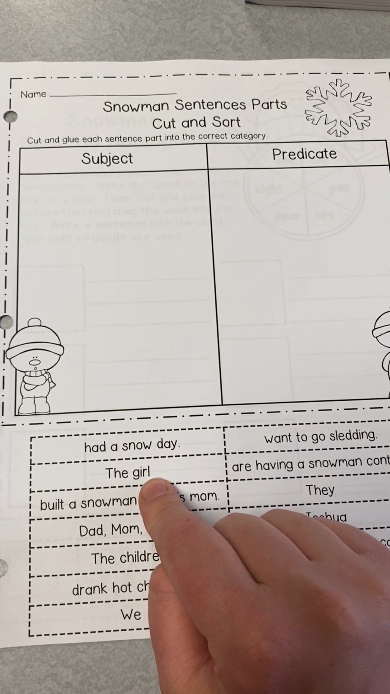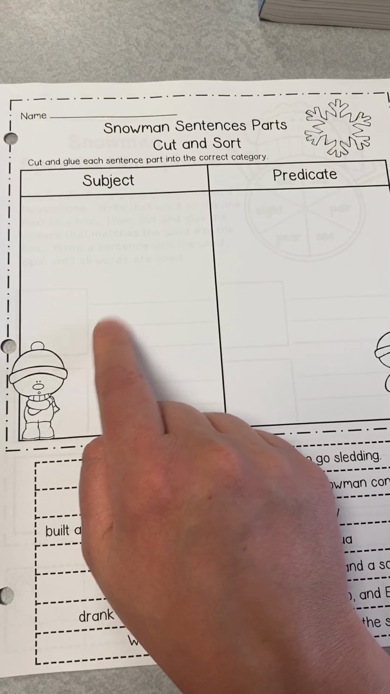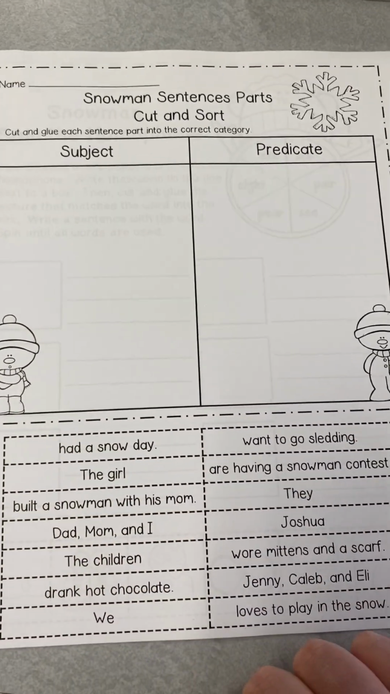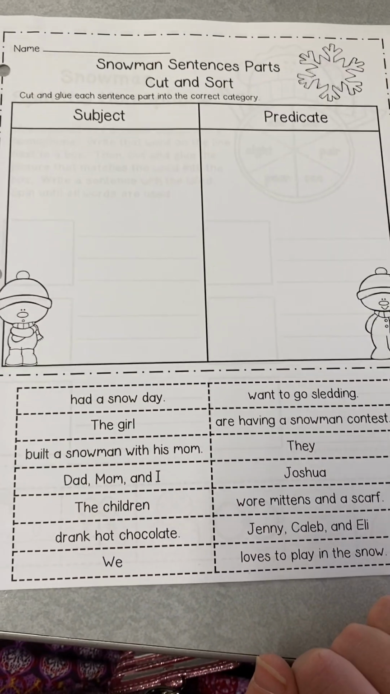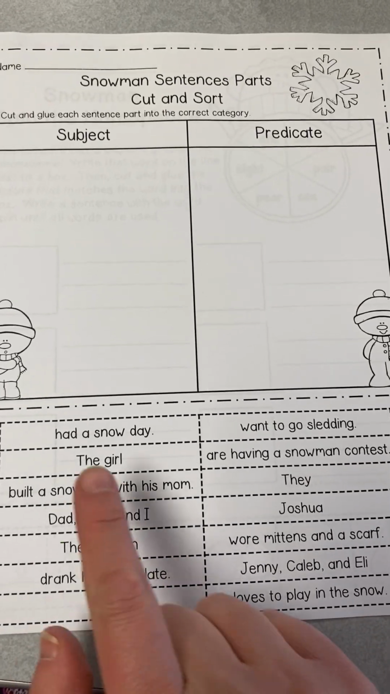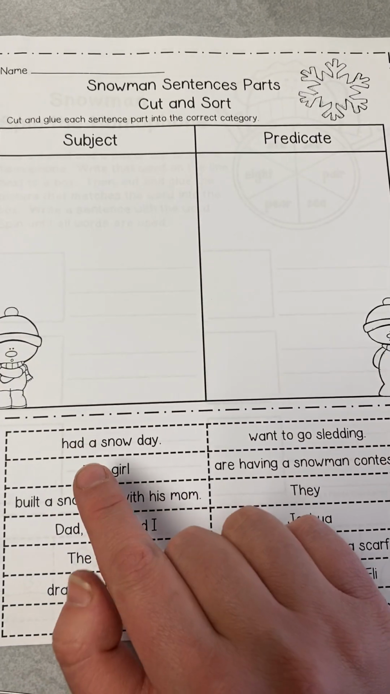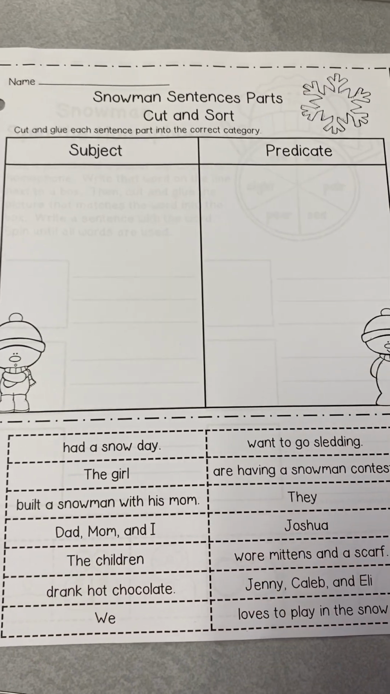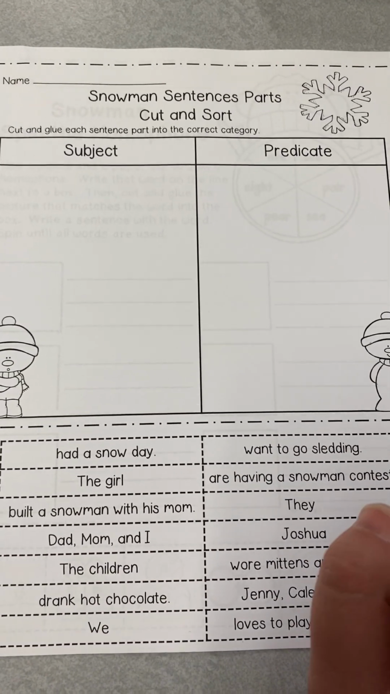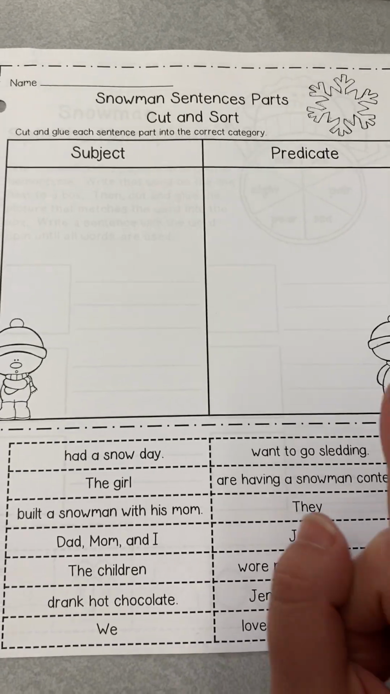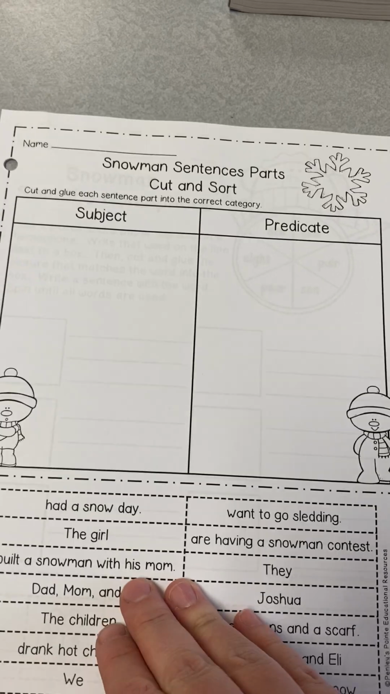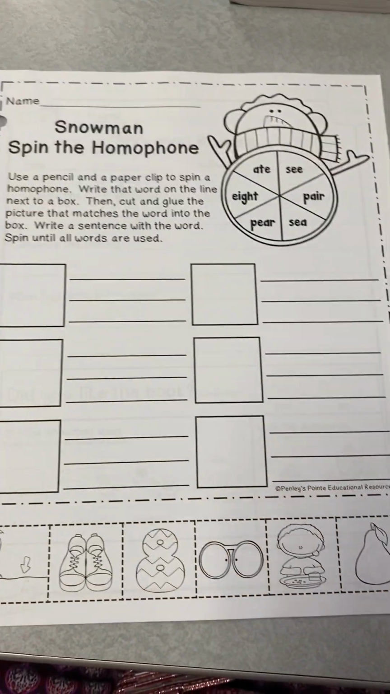Look at this one, the girl. Does that tell you the who or the what? It does. So the girl would be going here. And I'll give you a little hint. For this page, all of the subjects are going to be the ones that start with a capital letter. Why? Because the beginning of the sentence is the subject, and at the beginning of a sentence, you must have a capital letter. So there's a little hint for you.